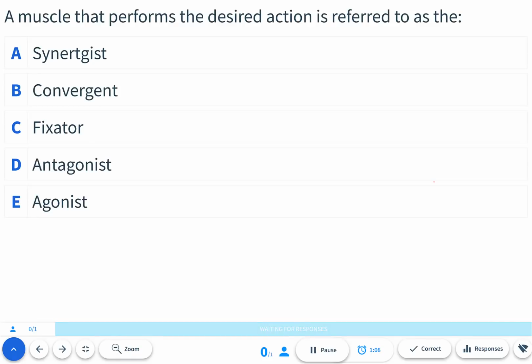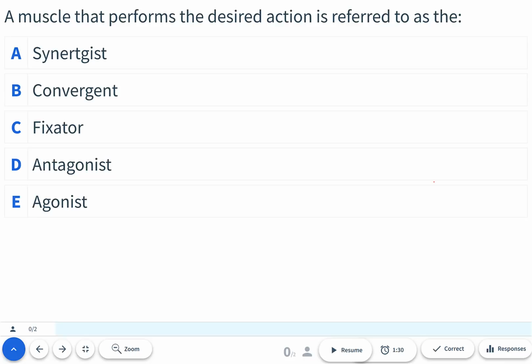The muscle that performs the desired action is the agonist. The antagonist, as the name indicates, is the opposing muscle, and it stretches and yields to the agonist, or the prime mover. The prime mover is the other name of an agonist. A fixator stabilizes the origin of the prime mover, the agonist, but it does not produce the movement of the agonist. It fixes and stabilizes the origin.